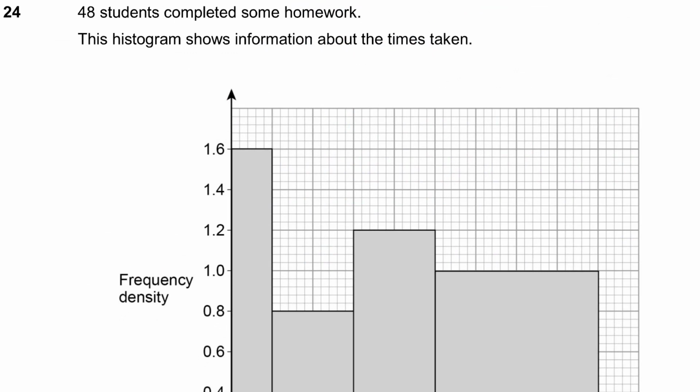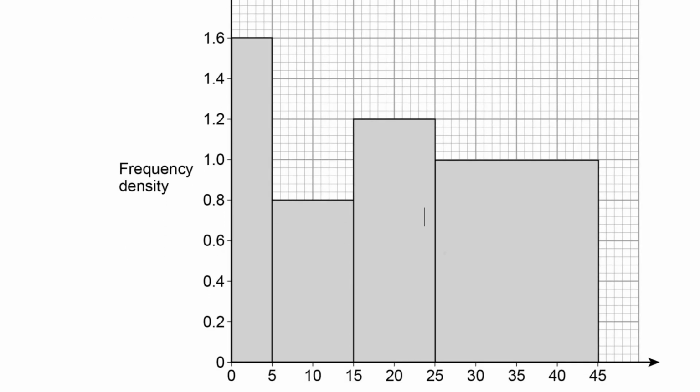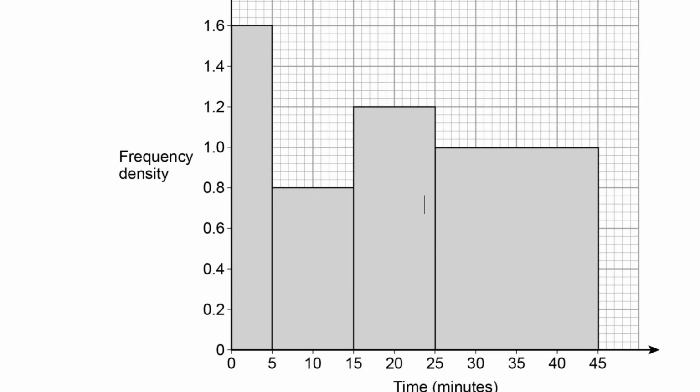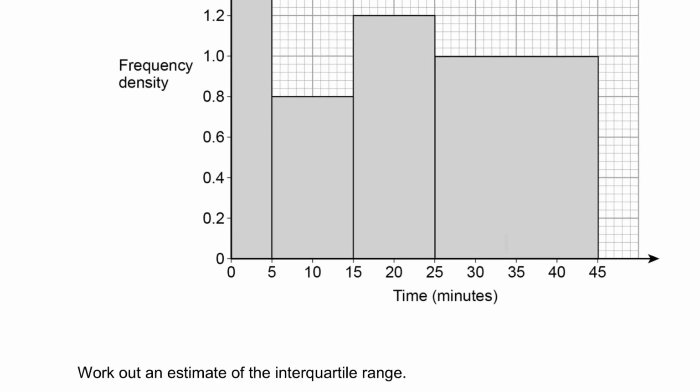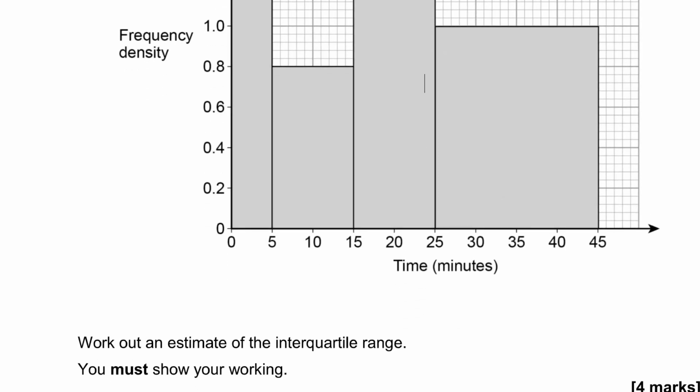Question 24. 48 students completed some homework. This histogram shows the information about the times taken. Okay, so we've got frequency density along the side, we've got time in minutes down the bottom. Remember with histograms, it's the area of the bars that are proportional to the frequency and not the height. Okay, so we need to work out the estimate of the interquartile range. You must show your working.